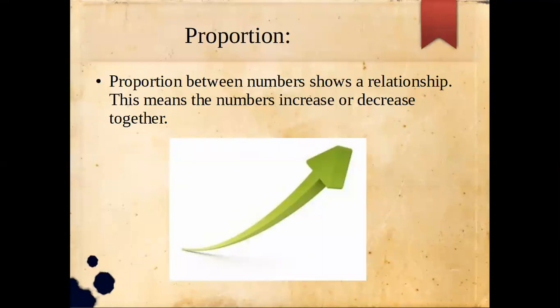All right, so proportion. Proportion between numbers shows a relationship. This means that if one number increases, the other one increases. If one decreases, the other decreases. So they increase and decrease together. That's a definition of proportion.